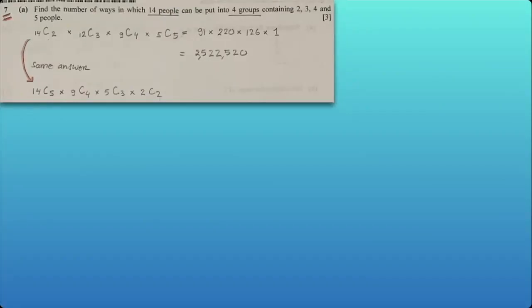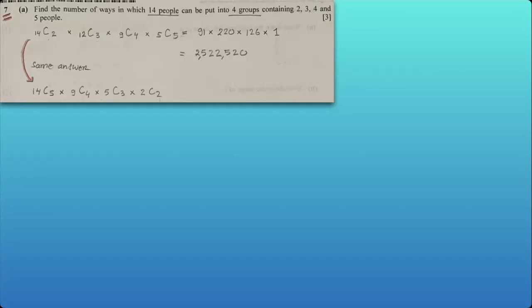Next, question 7a. Find the number of ways in which 14 people can be put into 4 groups containing 2, 3, 4, and 5 people. Let's begin with a group containing 2 people. So we have 14 combination 2 here. Okay. And next, since we have taken 2, the total number of people now is 12. So 12 combination 3, because we want to make a group containing 3 people.